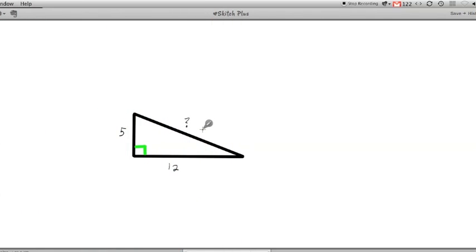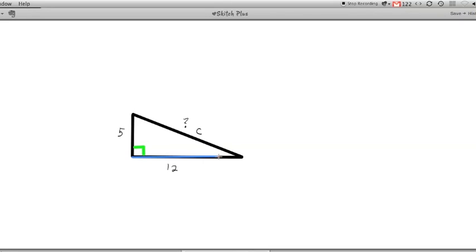Okay, so let's look at another example. So if we have legs that are 5 and 12, and we want to find the hypotenuse, we're going to use the Pythagorean theorem to calculate that. Now, in order to do that, we need the square of both legs. We need to square both those legs and add them together, and that will give us the hypotenuse squared.